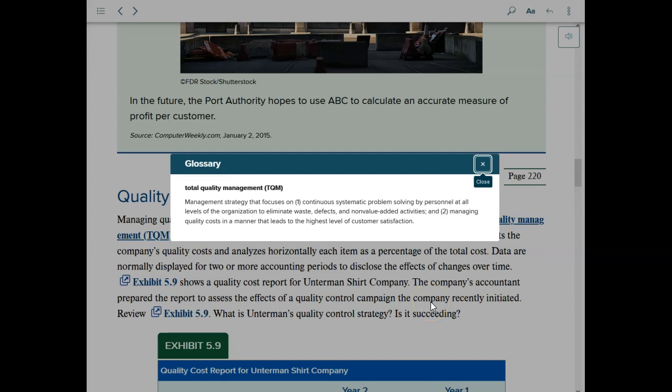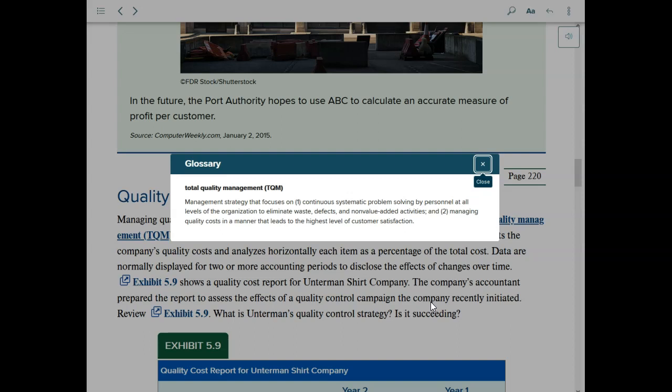So here's the definition. TQM is a management strategy that focuses on number 1, continuous system problem solving by personnel at all levels of the organization to eliminate waste, defects, and non-value added activities. You're trying to become more efficient and you're trying to eliminate as much cost as you can. And number 2, managing quality cost in a manner that leads to the highest level of customer satisfaction.